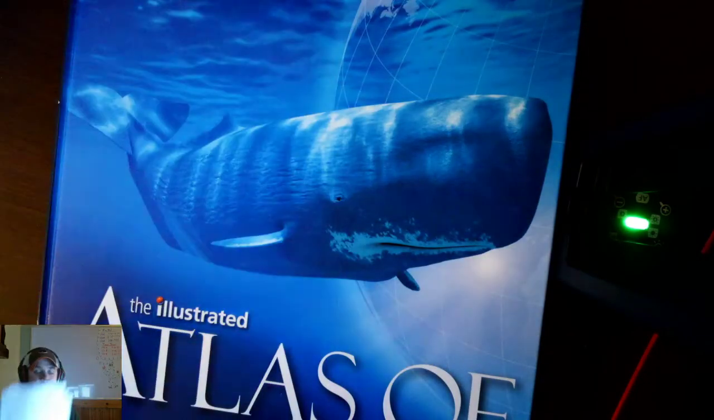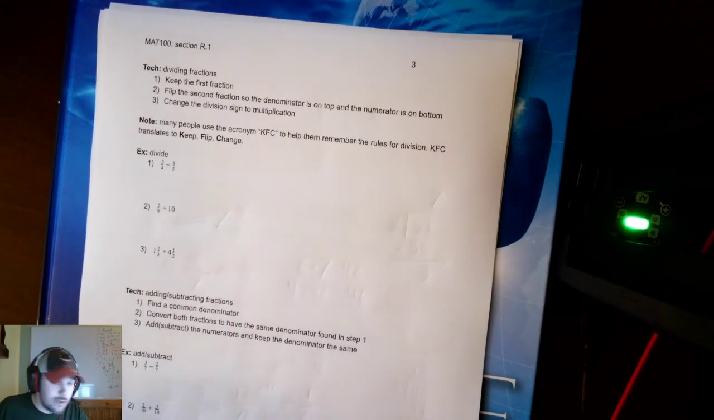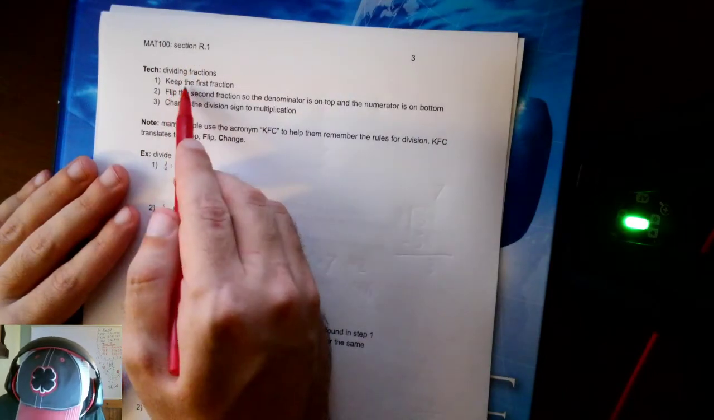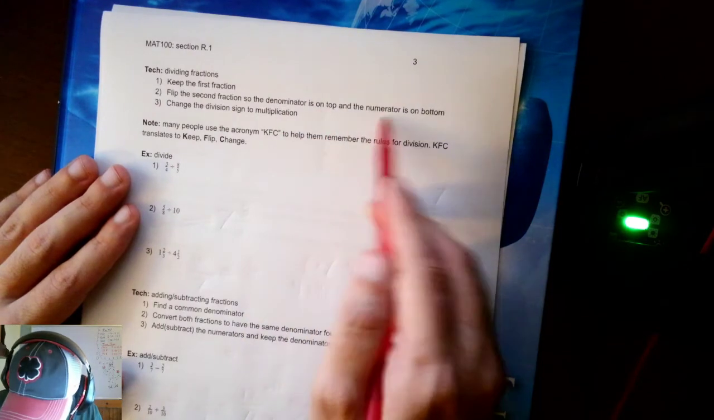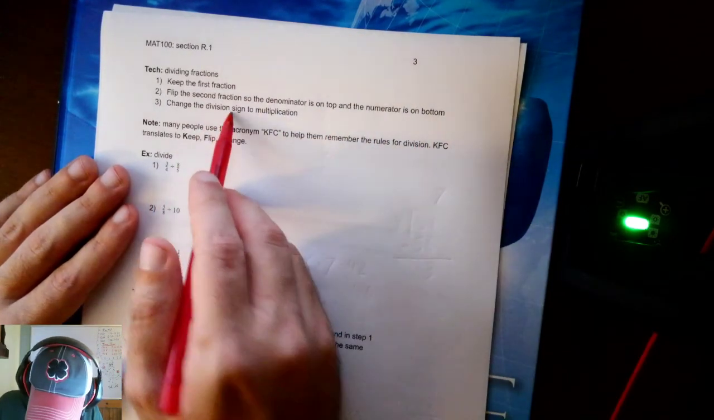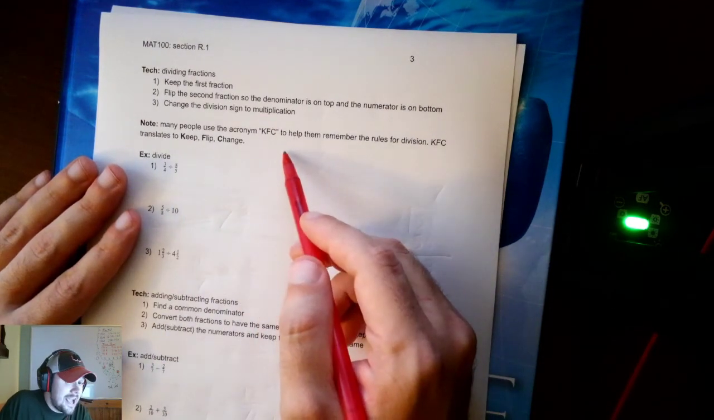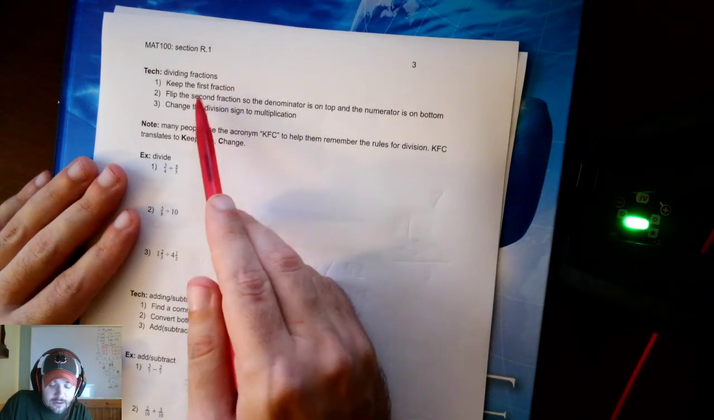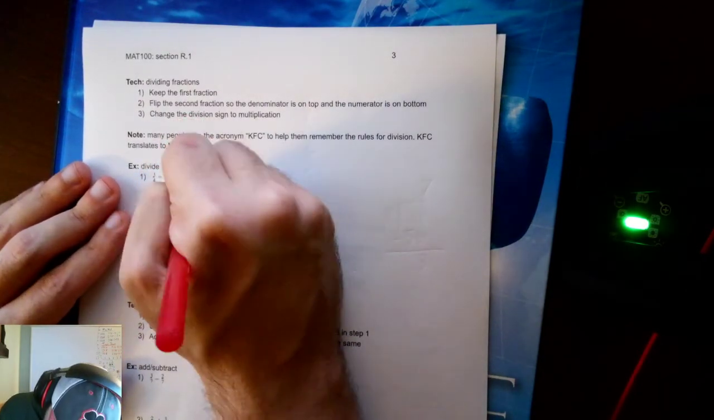How about division? Let's talk division. Now, if you can multiply, you can divide, because we're going to turn division into multiplication. And we'll do that by keeping the first fraction, flipping the second fraction so the denominator's on top and the numerator's on bottom, and changing the division sign to multiplication. A lot of people like to remember this using the acronym KFC. Keep, flip, change. Keep the first, flip the second, change the sign. So let's take a look at an example.